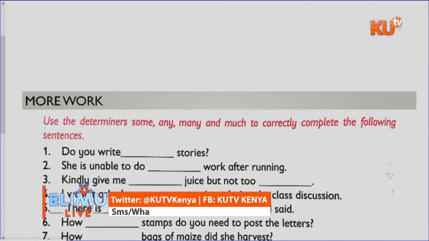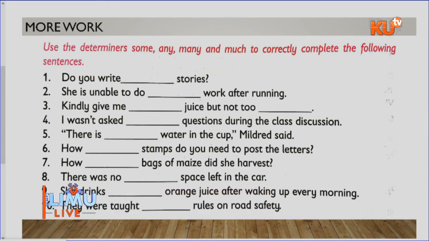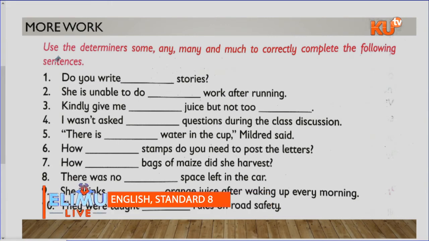Another exercise to jog your mind, which tests the use of some, any, many, and much to correctly complete the following sentences. Do you write dash stories? That one seems to have two correct choices. You can first say, do you have any stories? But you can also say, do you have many stories? Because stories are countable. You can count the number of stories.